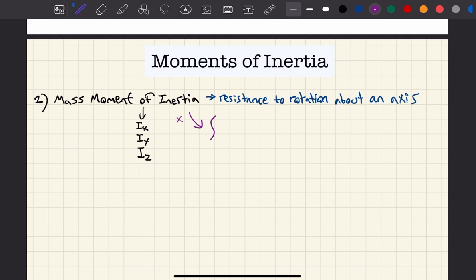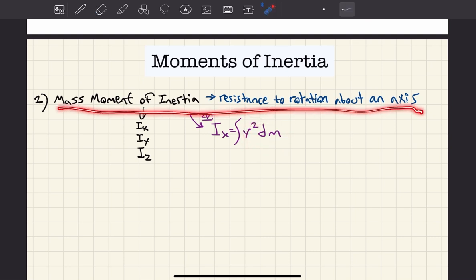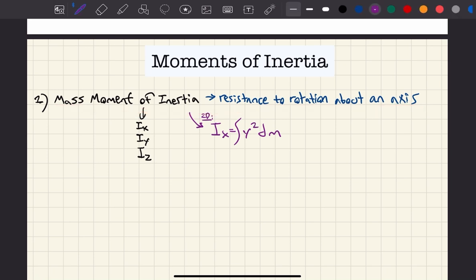If we're going to talk about the moment of inertia, or the mass moment of inertia, about the x-axis, in 2D it's equal to y squared multiplied by a differential mass element, a very small mass element. And again, this is reliant upon mass.